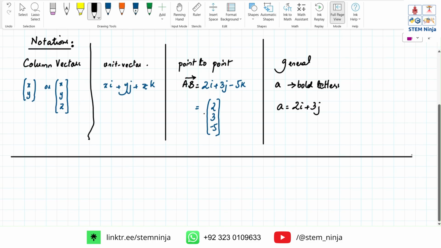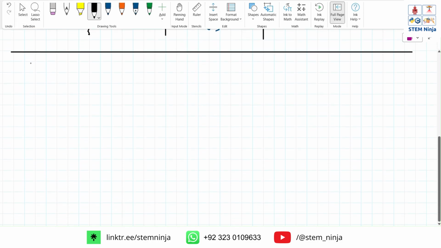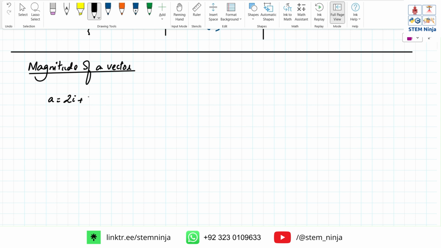Next up is the magnitude of a vector. Magnitude loosely means the length of a vector. So for example, how do we calculate this? We have a vector, let's say the same vector that we have, 2i + 3j - 5k. Again, this could be represented in column format also.